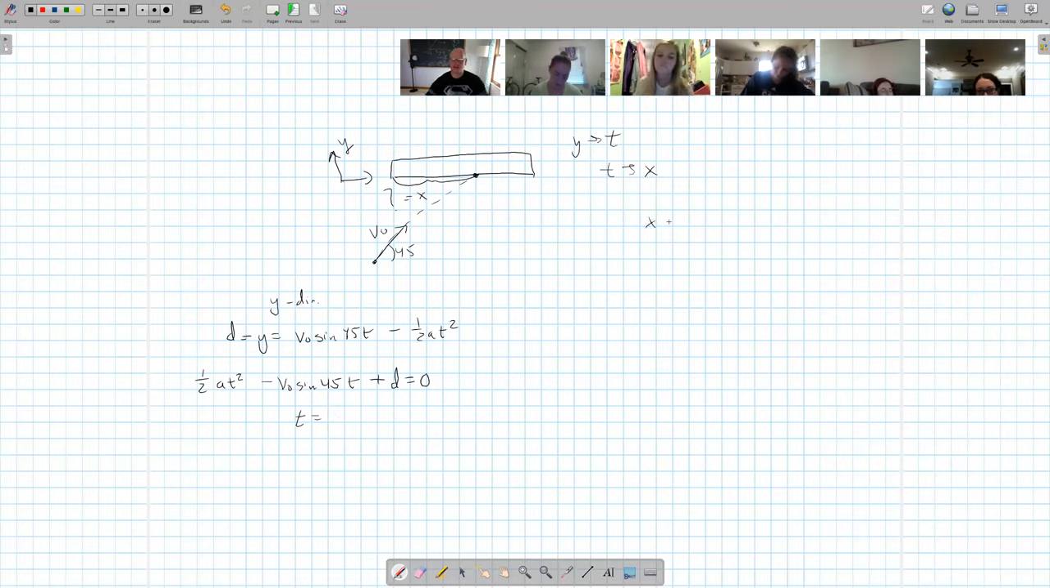Now, in the x direction, what we know is that x is equal to the initial velocity in the x direction. So it's going to be v initial times cosine of 45 degrees times time, plus 1/2 the acceleration times the time squared. But again, is there any acceleration in the x direction? No. Good job, Jolie. So in this case, we simply have this. So once we use the quadratic to find the time, we use that time in this expression here, which is going to give us the distance it travels in the x direction.